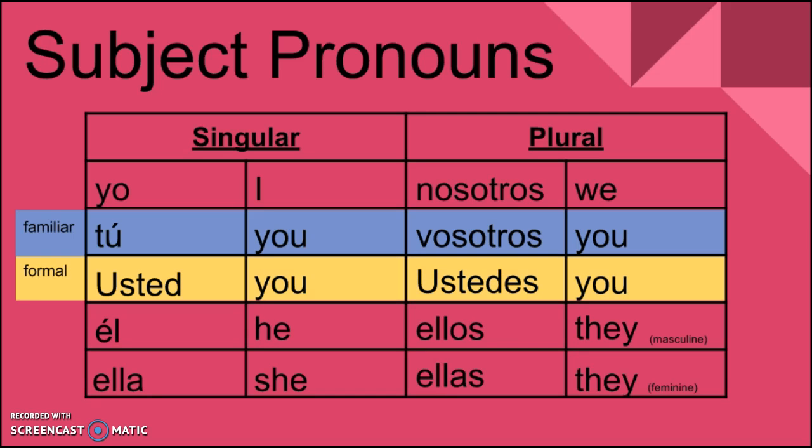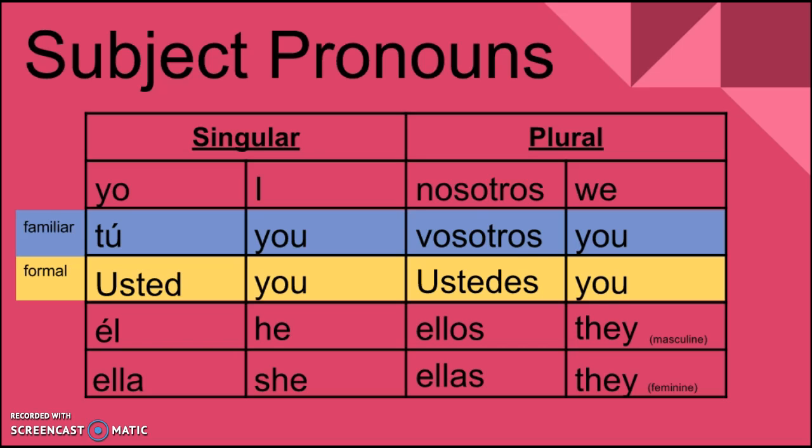Usted and ustedes are used in more formal situations. So usted is a phrase you might use if you're talking to your boss at work, or if you were talking to the President of the United States, or someone that's a complete stranger. And then if you're talking to a group of authority figures or unfamiliar people, you would use ustedes.